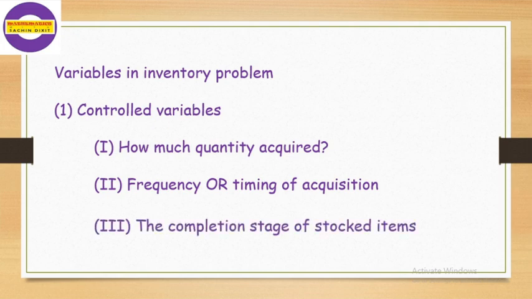And third one is the completion stage of stocked items. The more finished goods, the lesser the delay in meeting the demand. But on the other hand, higher will be the cost of holding them in stock. The fewer finished stock items, the longer the time in meeting the demands, and consequently the lesser the cost of holding stock. So we have to control these variables.